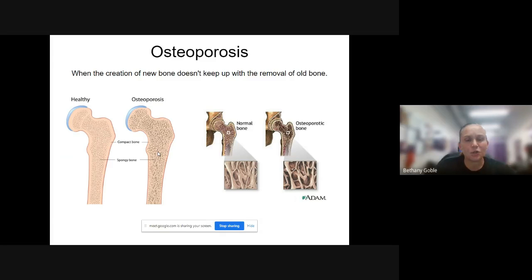What's happening is the creation of new bone can't keep up with the removal of old bone. Your body's constantly getting rid of old bone, making new bone, getting rid of old bone, making new bone, just like your skin. I told you when you scratch your skin off, that's dead skin cells, but you have new skin cells already there. It's already keeping up. Someone who has osteoporosis can't make enough new bone to keep up with the old bone. So they become more brittle.